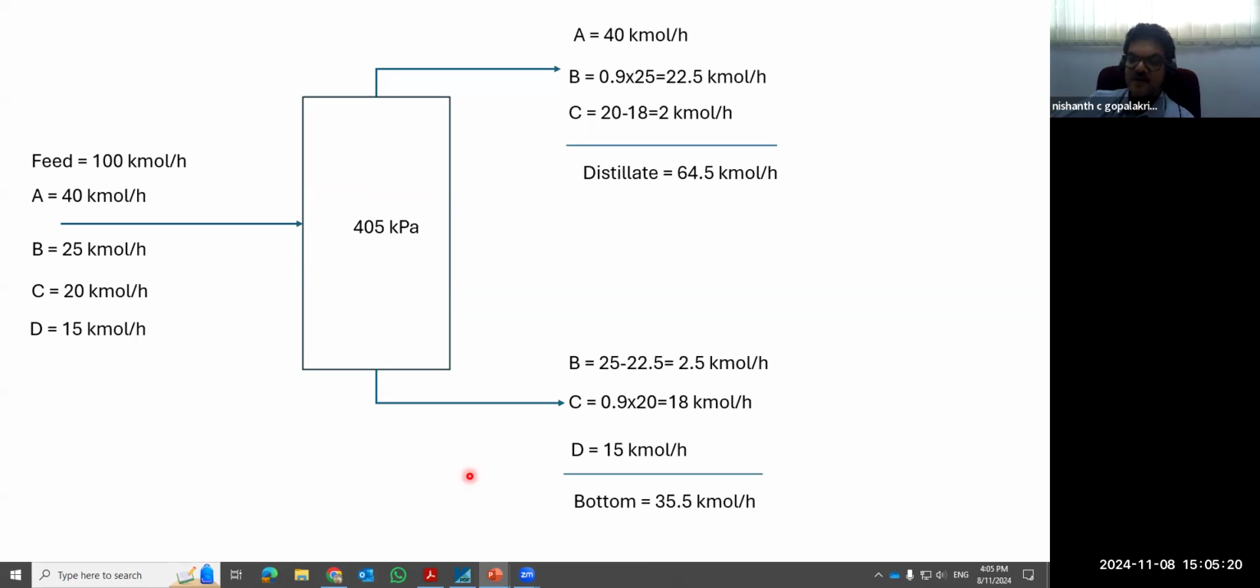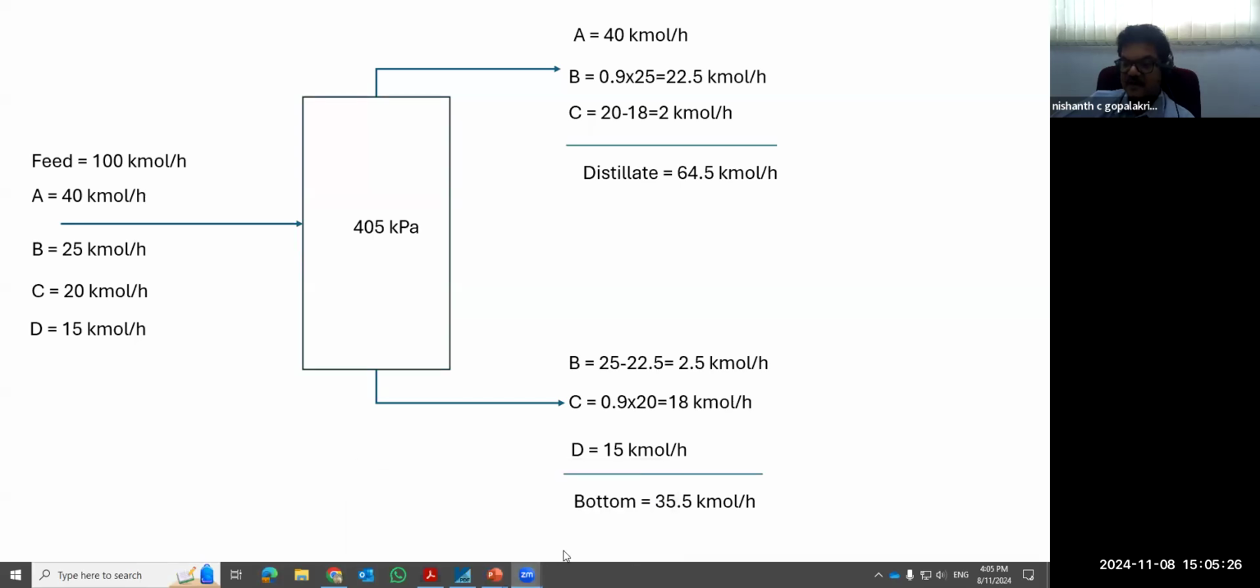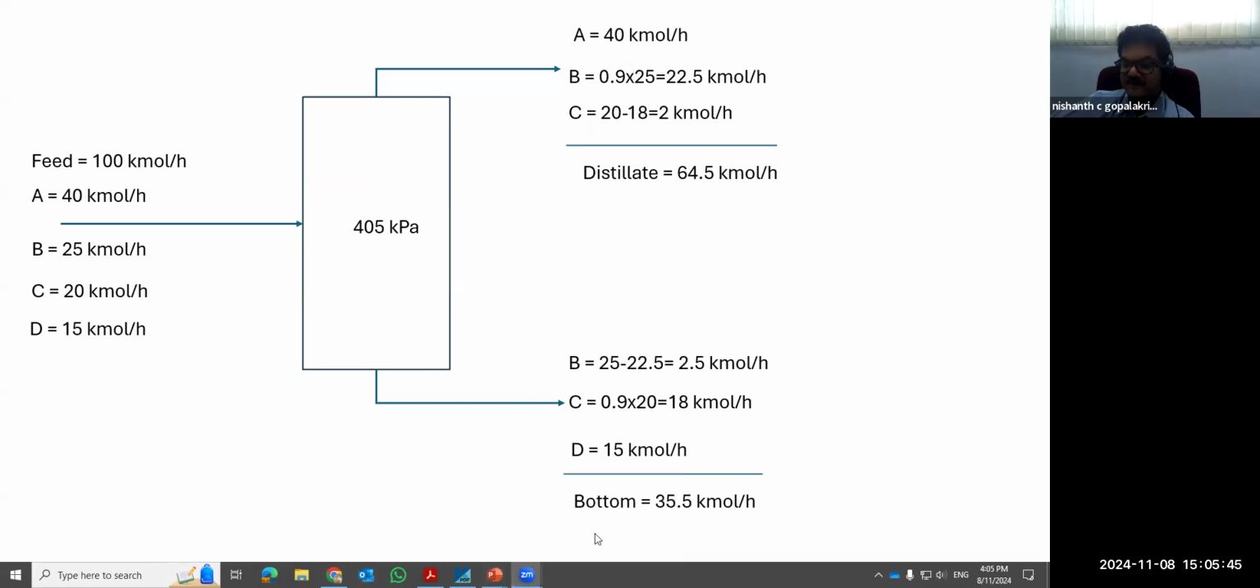So for example, what's the mole fraction of A at the distillate? Can you just tell that single one? What's the mole fraction of A at the distillate? So the amount of A at the distillate is 40, right? And the total distillate flow rate is 64.5. What's the mole fraction of A at the distillate? Either you can type the number or you can just type how to estimate that.